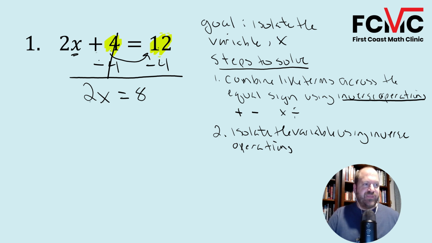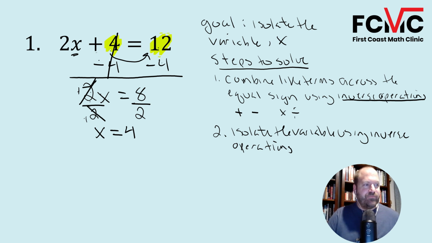What's happening with the 2 and the x? 2 and x are being multiplied. So how do I undo multiplying 2 and x? I want to divide, so let's divide by 2. Divide by 2. 2 divided by 2 is 1 and 1. Well, if I'm multiplying or dividing by 1, it doesn't change anything, so I don't need the 1 there. So I can just write x equals, and then 8 divided by 2 is going to give me 4.